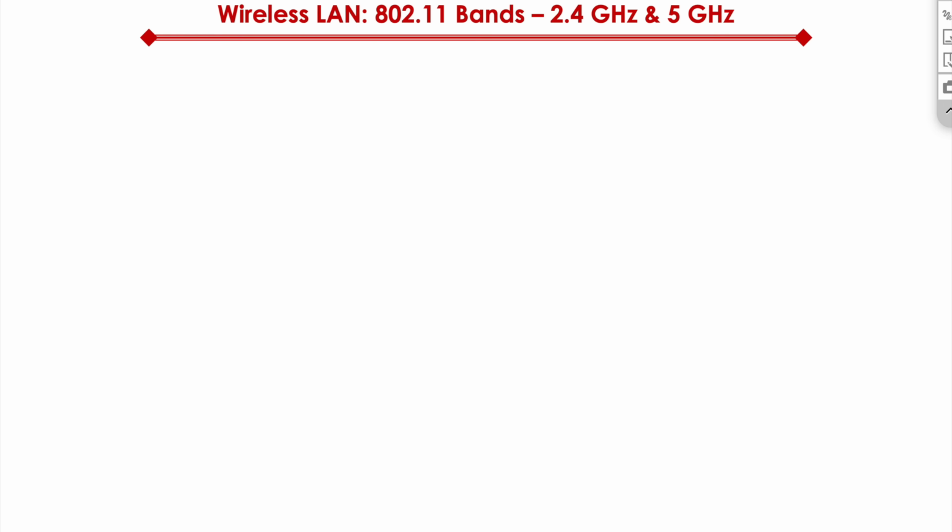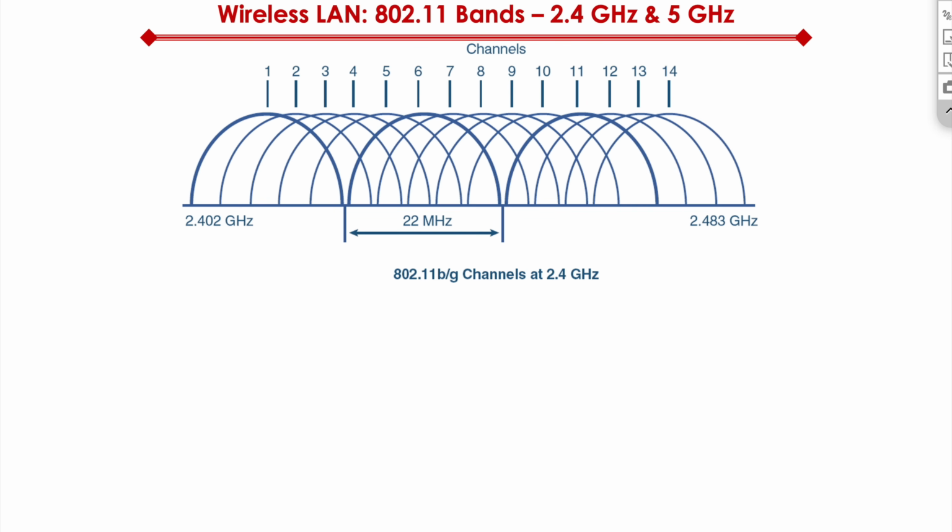wireless LAN. Now let's dig a little bit deeper into the two different 802.11 bands that we talked about, in particular 2.4 gigahertz and 5 gigahertz. First, let's focus on 2.4 gigahertz. So 2.4 gigahertz has 14 channels. These are called wide channels. Each channel covers a frequency range that is allocated to more than 4 consecutive channels.